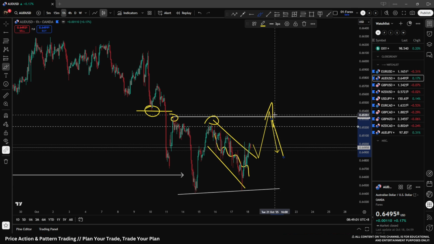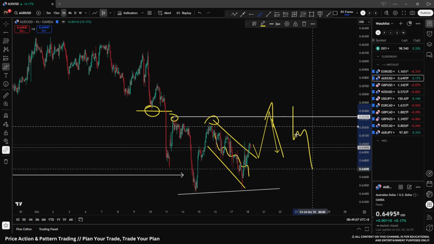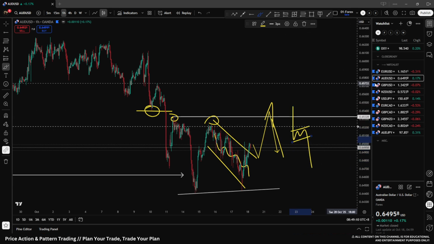This will definitely not be a 1-hour entry. I'm looking here for a 4-hour entry confirmation or a pushback in and the lower time frame continuation to enter a short in this area.